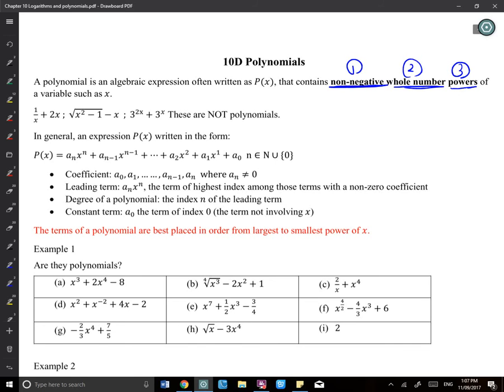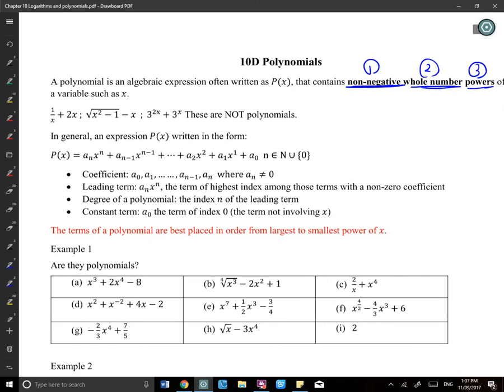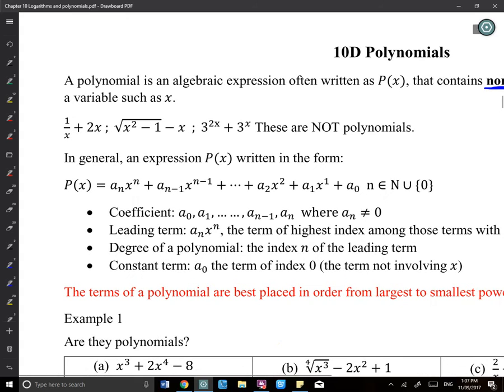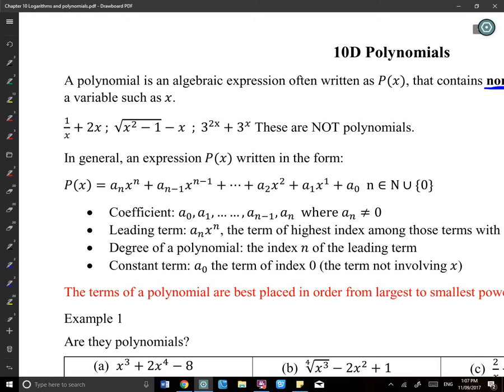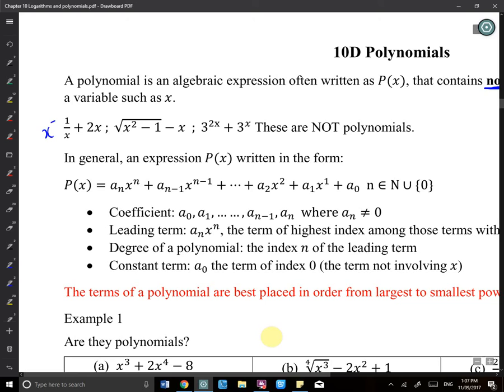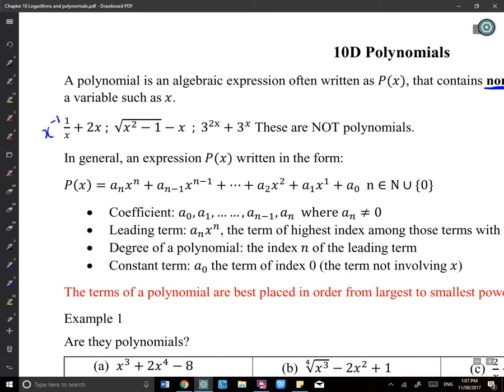So, for example, I give you some expressions here. 1 over x plus 2x. This is not a polynomial. Why is it not a polynomial? That's x to the power of -1. It failed the non-negative. It is negative. So it failed that one. That's not a non-negative power, so that's not a polynomial.